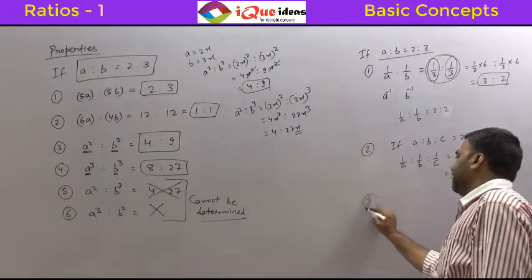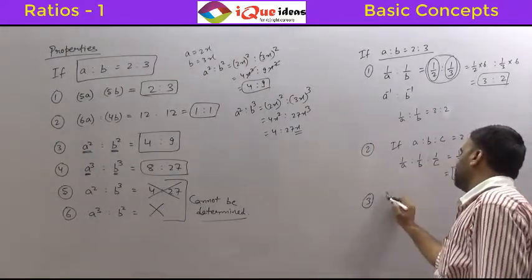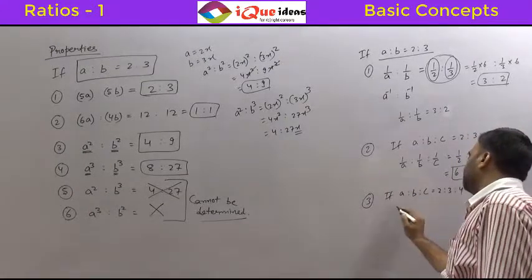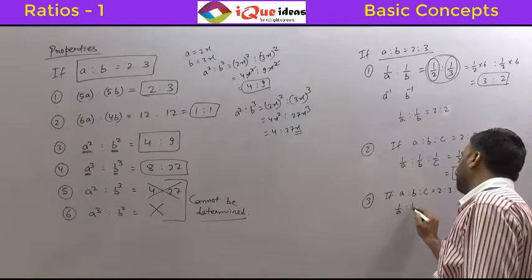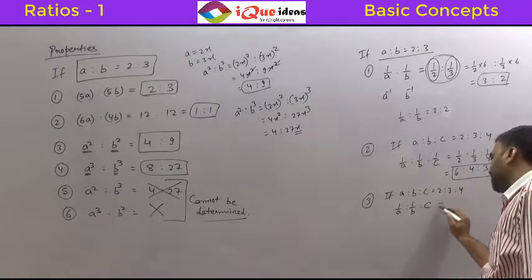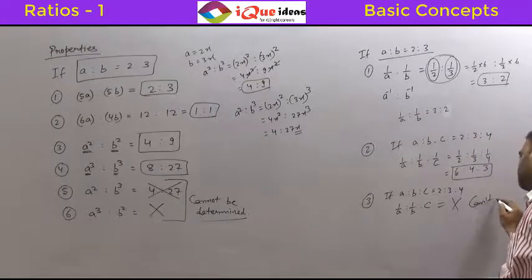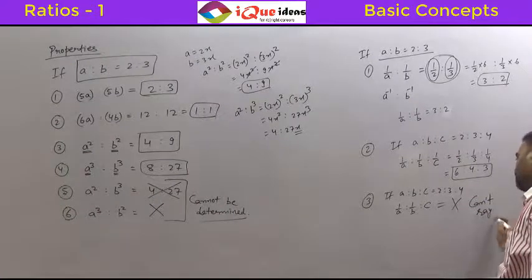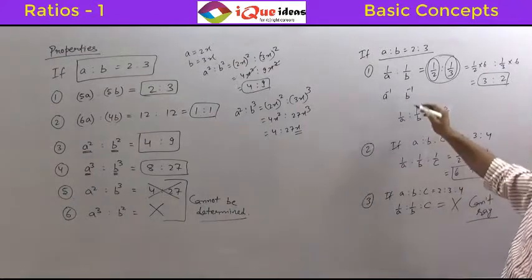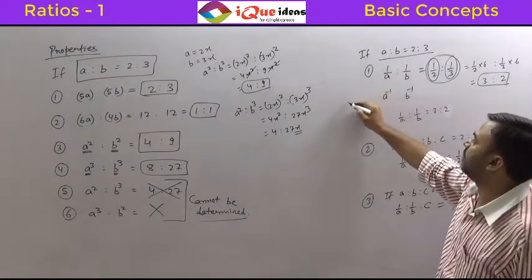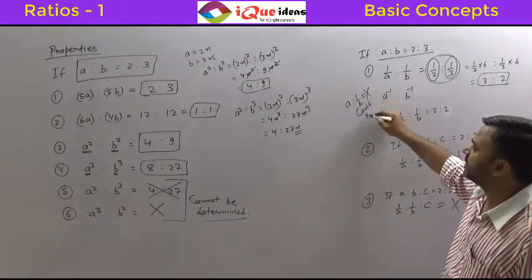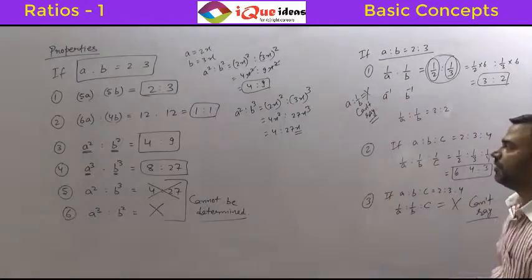So for example, if A is to B is to C is 2 is to 3 is to 4, then what is the value of 1 by A is to 1 by B is to C, let's say for example. So we say that it cannot be determined. Alright? Even if we leave any one of them, we cannot calculate. Similarly here also, suppose we say A is to B is 2 is to 3, then what will be A is to 1 by B? We cannot say anything about this. Alright, be very careful here.